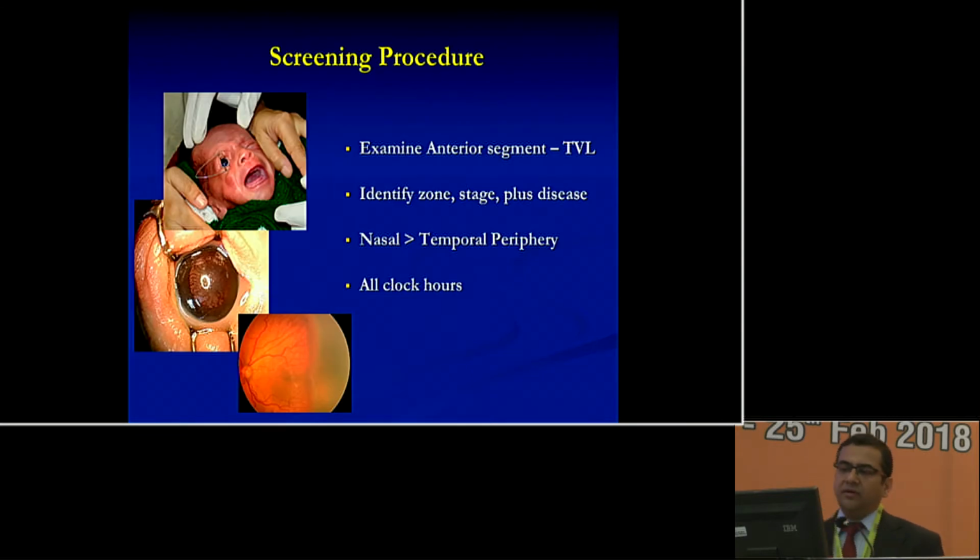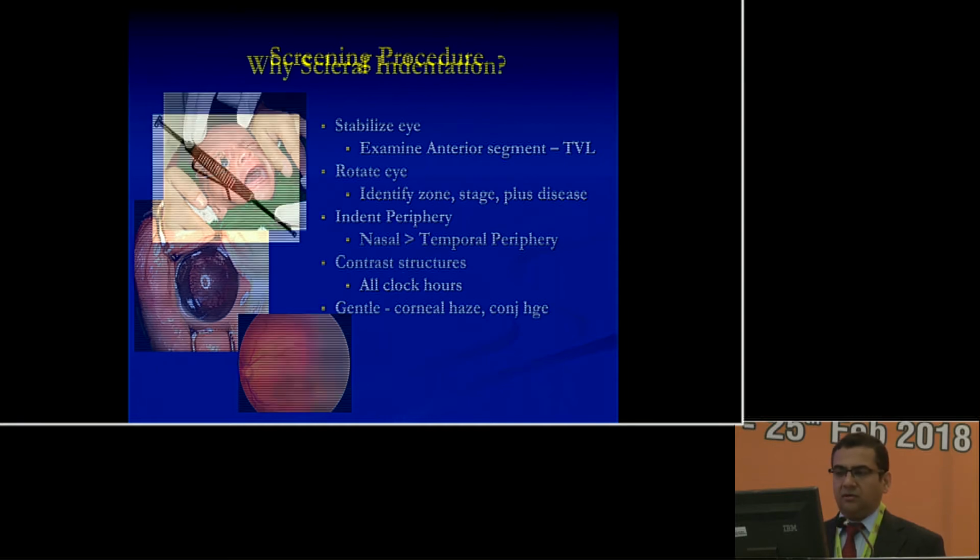So when doing the screening procedure, you need to examine the anterior segment, look for tunica vasculosa lentis, and identify the zone, stage and plus disease, which Dr. Anil has just told you about. Examine all quadrants, starting from the nasal and then going to the temporal periphery. You realize that the nasal retina forms first and the temporal retina forms later. So if all of them are vascularized, then it's all done.